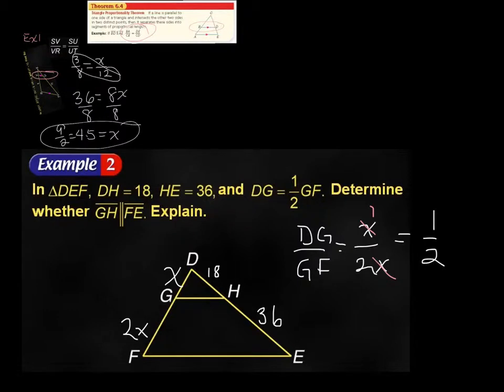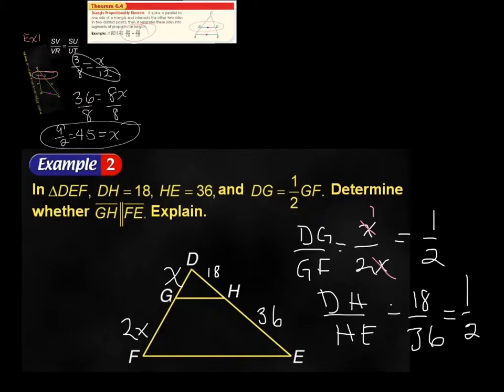And looking at DH to HE, the proportions are 18 to 36, which reduces to 1 to 2. So they are parallel, because that's our notation for parallel, the two vertical lines next to each other, because the sides are proportional.